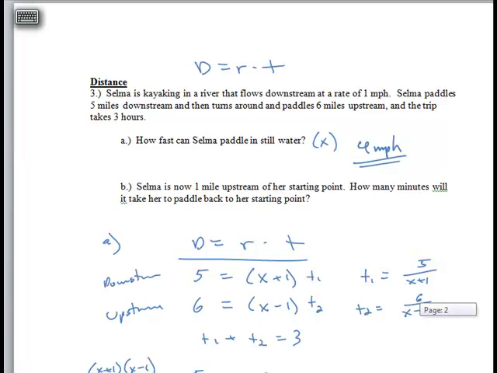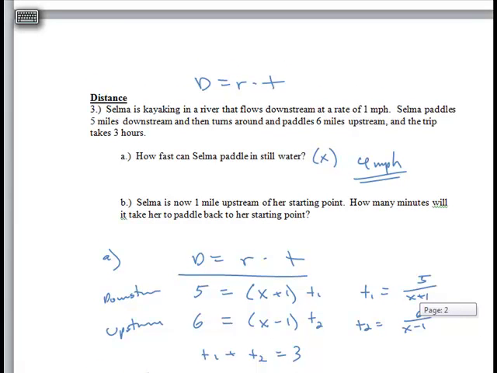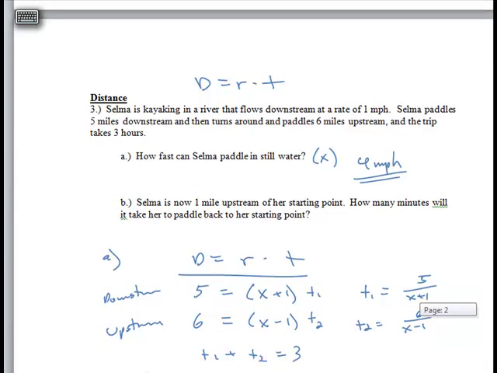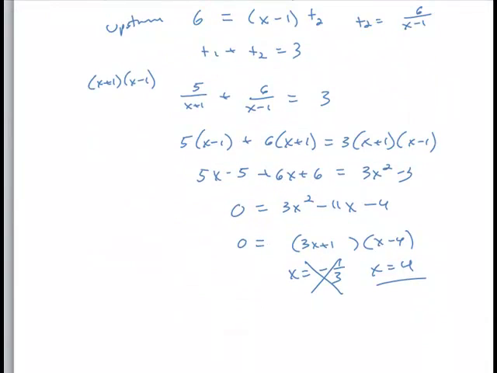Part B is she went 4 miles downstream and then 6 miles upstream. Now she's a mile upstream of her original starting point. How long will it take her, in minutes, to get back to her original starting point? So just using the little distance formula again, distance is equal to rate times time. She only has to go a mile. When she's going downstream, it's her speed that she can paddle in still water plus 1. So she can paddle 5 miles per hour times t. Solve for t. t is equal to 1/5 hours. But the problem asks for minutes, which would be 12 minutes.